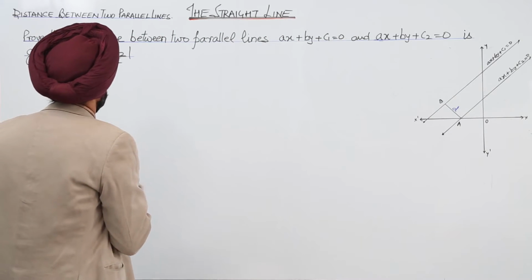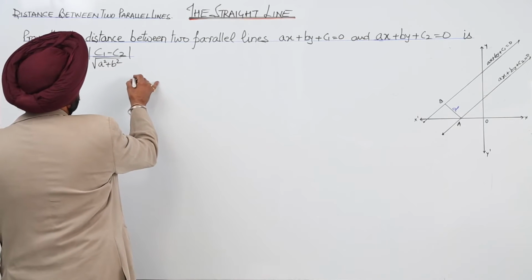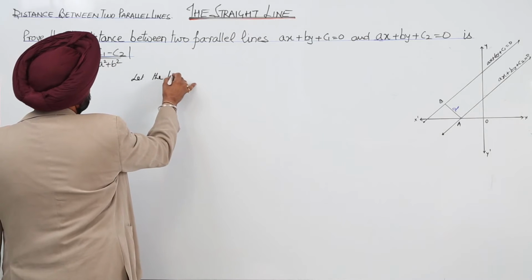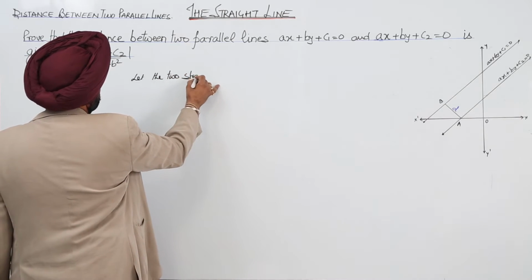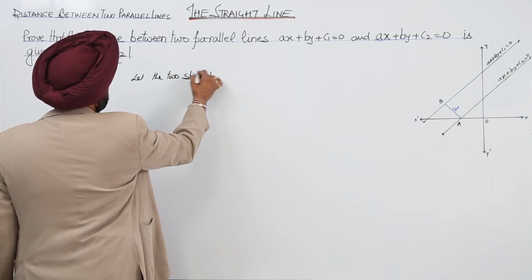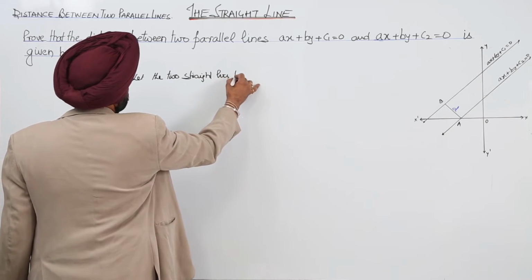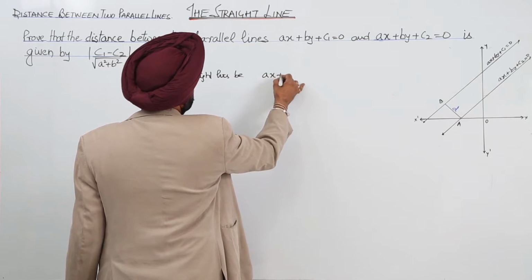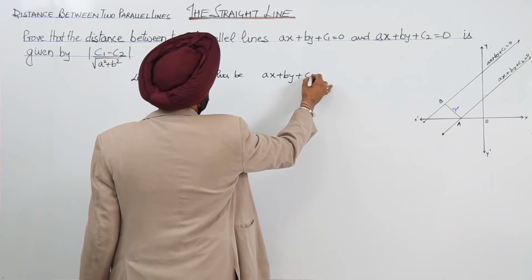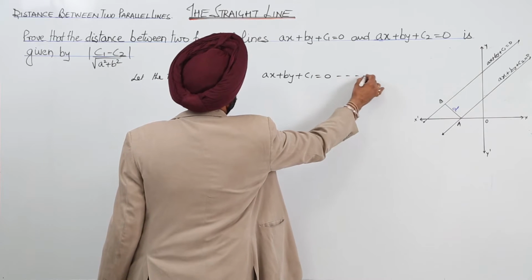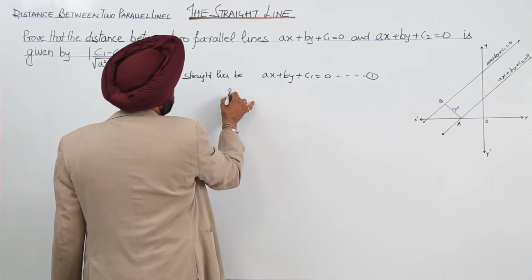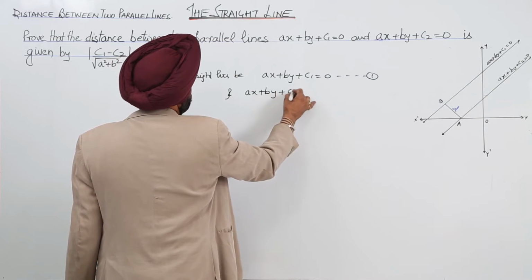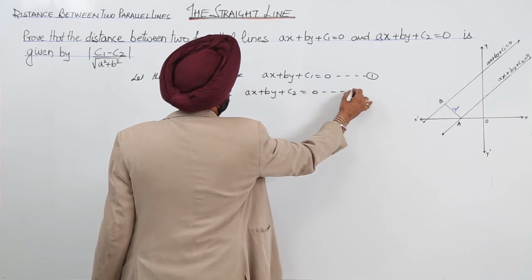Now let the two straight lines be ax plus by plus c1 is equal to 0, equation 1, and ax plus by plus c2 is equal to 0, equation 2.